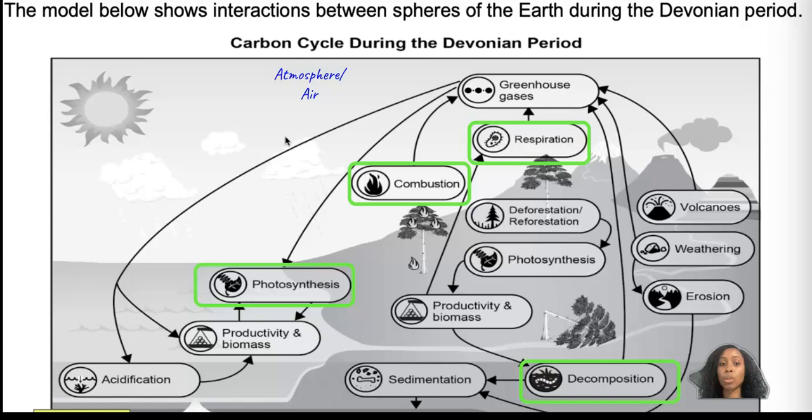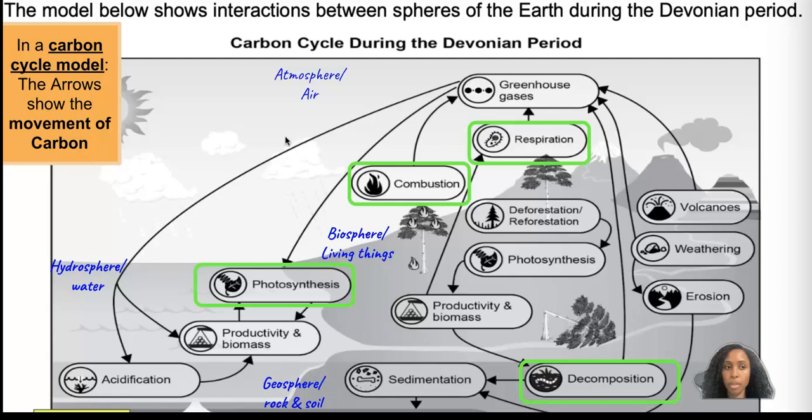Then I'm going to start annotating each of the spheres because the question is basically asking us, how is carbon moving through the spheres? So I'm starting with annotating the atmosphere, which is the air, the biosphere, which is the living things because I see trees. Then I see water, so I'm going to annotate the hydrosphere. And then I see rock and soil, so I'm going to annotate the geosphere. Again, we want to think that in a carbon cycle model, the arrows show the movement of carbon. So I'm going to pay close attention to where all the arrows are pointing.